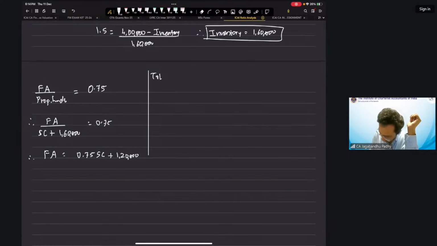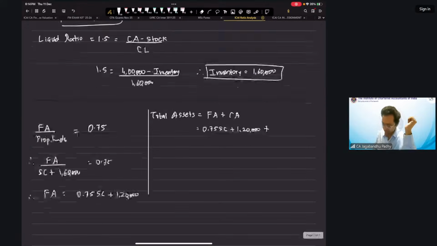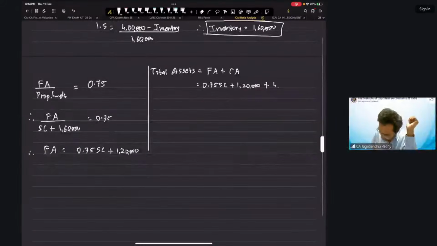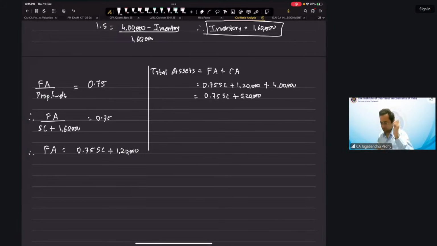So we'll talk of total assets. Total assets will be fixed asset plus current asset. So fixed asset is 0.75 share capital plus 1 lakh 20,000 plus current assets of 4 lakh. This is 0.75 share capital plus 5 lakh 20,000.